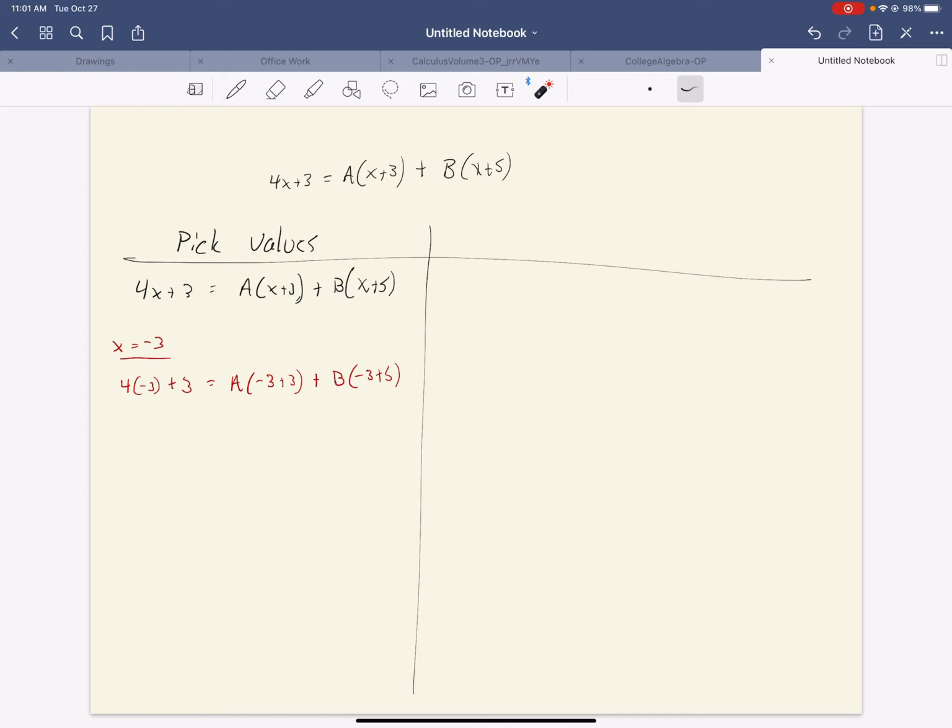But why did I pick the value negative 3? The reason is because look in here. You see negative 3 plus 3 will be a 0, and that will disappear.